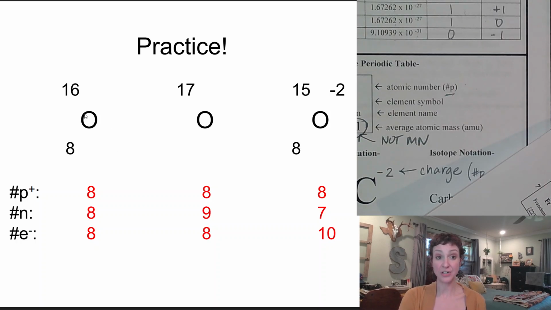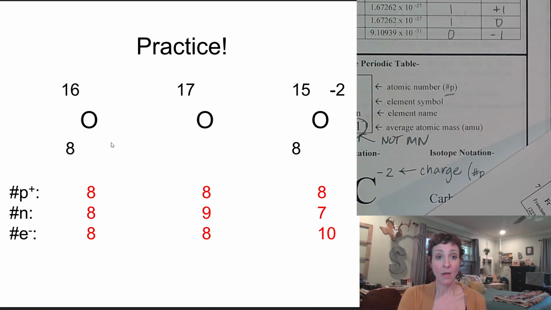To find the neutrons, you subtract mass number minus protons. 16 minus 8 gives you 8. 17 minus 8 gives you 9. And then 15 minus 8 gives you 7. So these are all isotopes of each other because I got different numbers of neutrons. We love that so much.